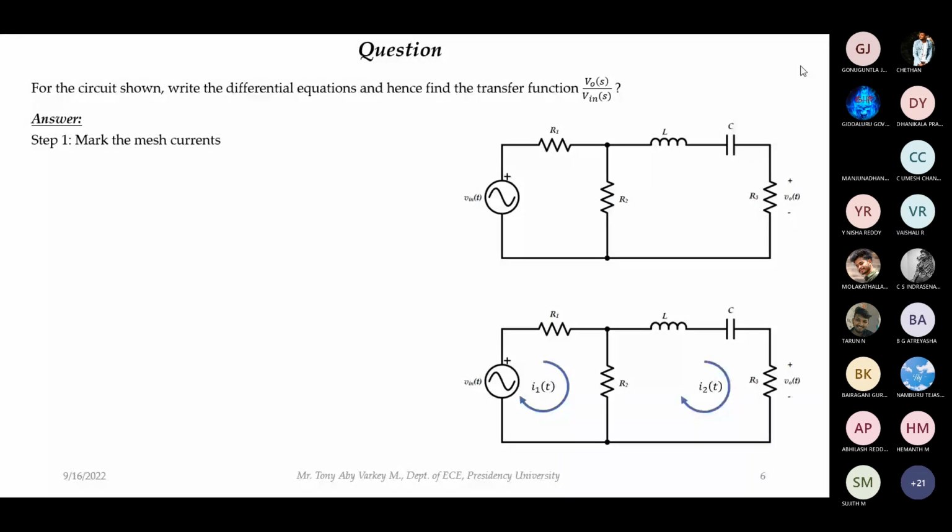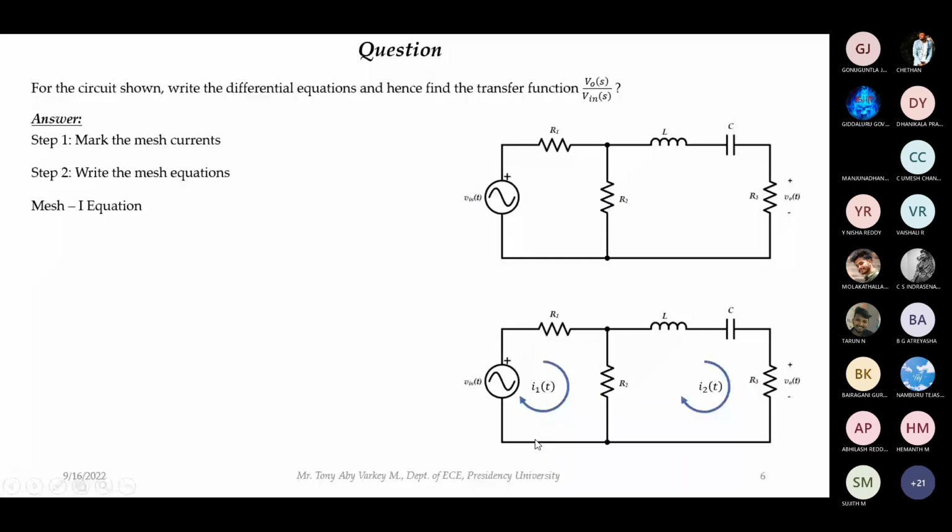Yes, sir. Now I am going to write the mesh equations. So first we will consider mesh 1. Mesh 1 means it is this, correct? This is mesh 1. You can see this, right? When I'm moving the mouse.